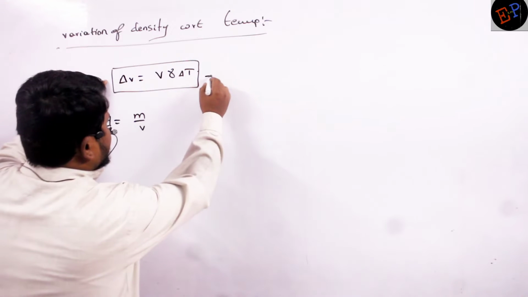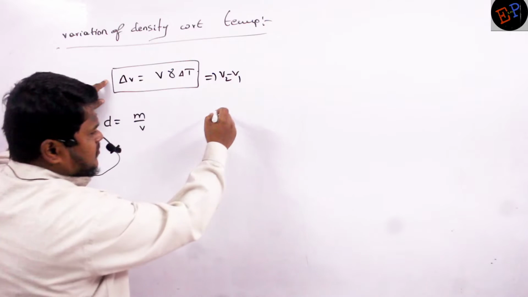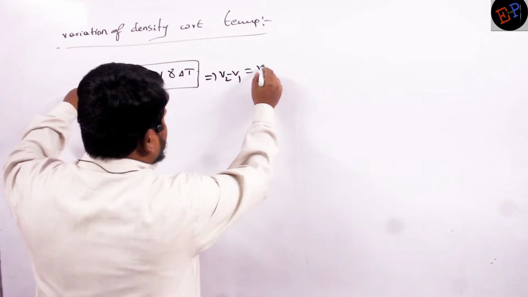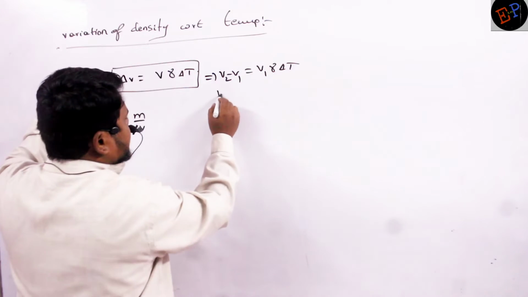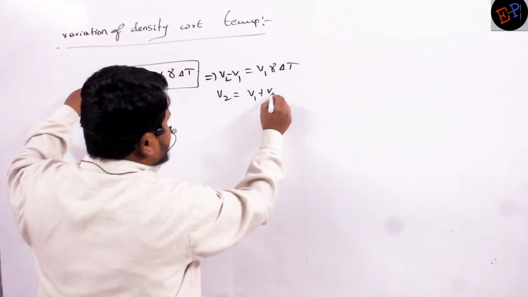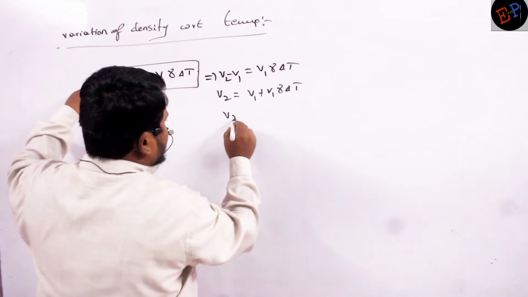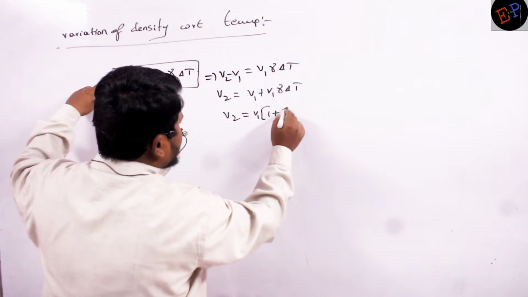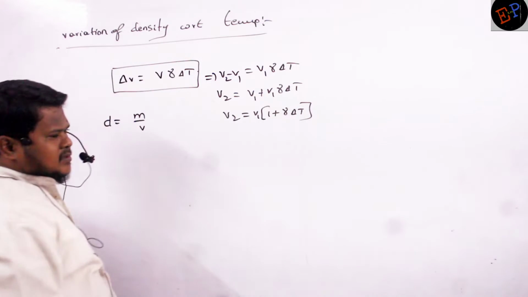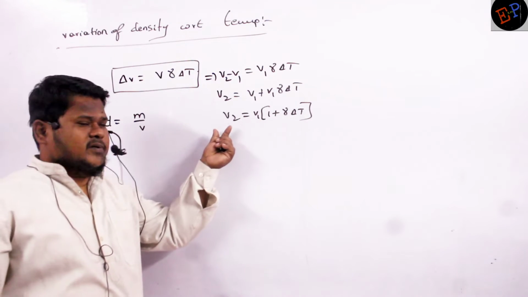So delta V can be written as V2 minus V1 also, the change in volume. This is equal to V1 gamma delta T. So what is the final volume? V1 plus V1 gamma delta T. So V2 is equal to V1, if you take common, 1 plus gamma delta T. This we have already studied. V1 is the initial volume, V2 is the final volume.